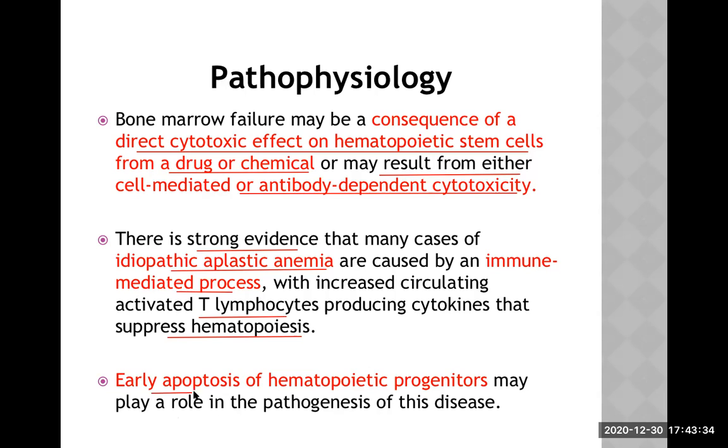Another is early apoptosis of hematopoietic progenitor cells. That means the myeloid stem cells, okay, they are dying very early. This is a programmed genetic type of death, and it may play a role in pathogenesis of this disease.